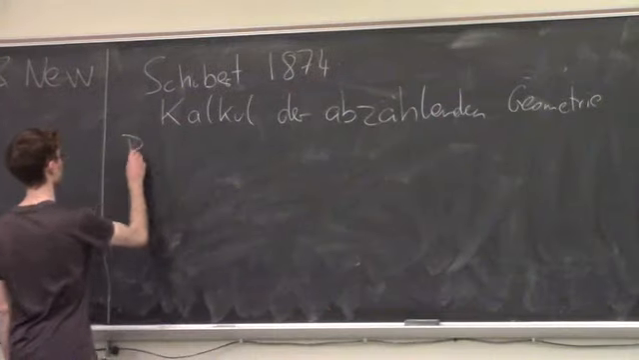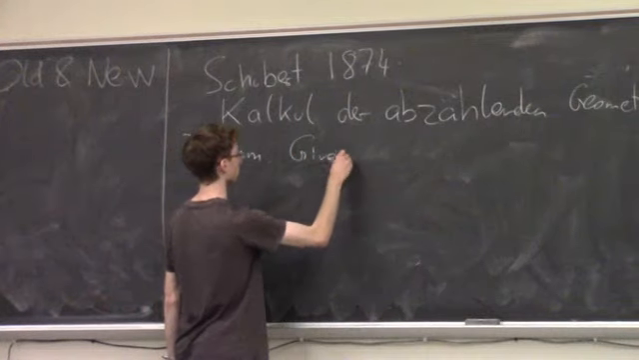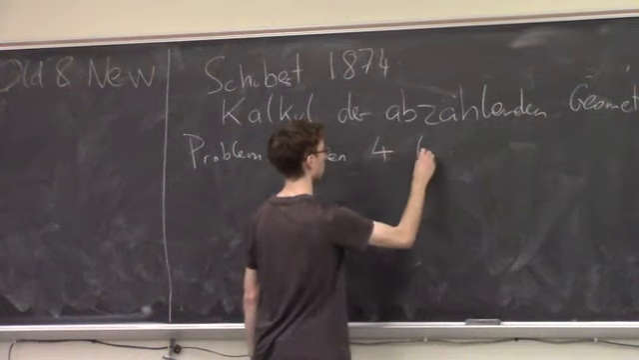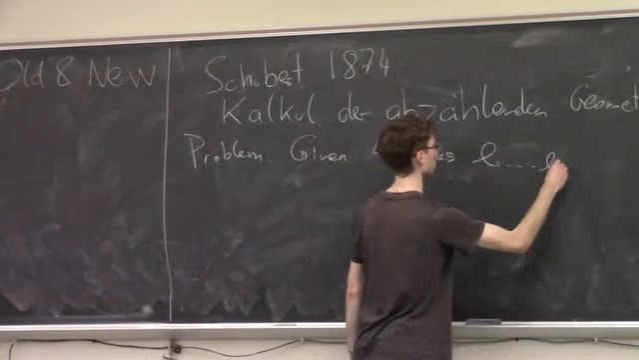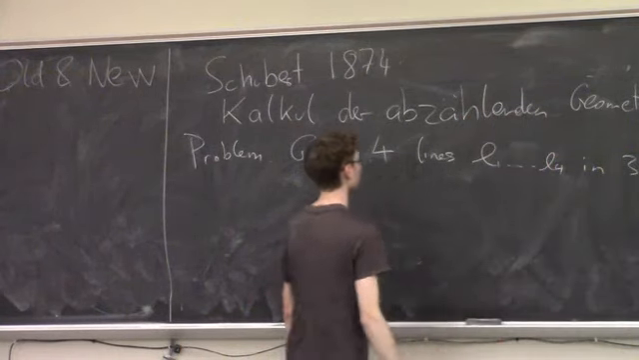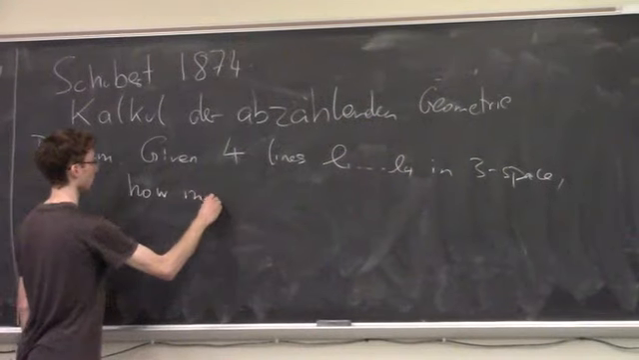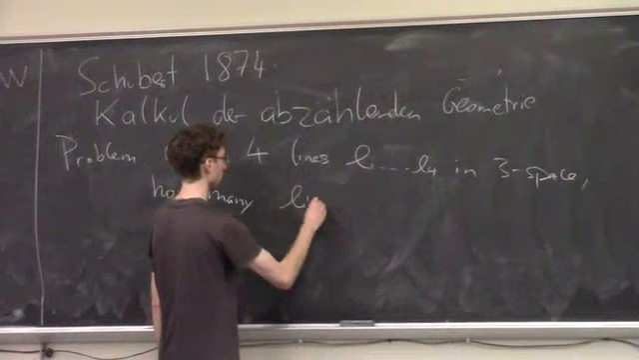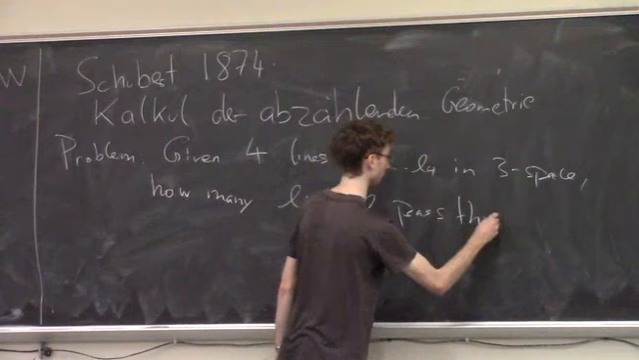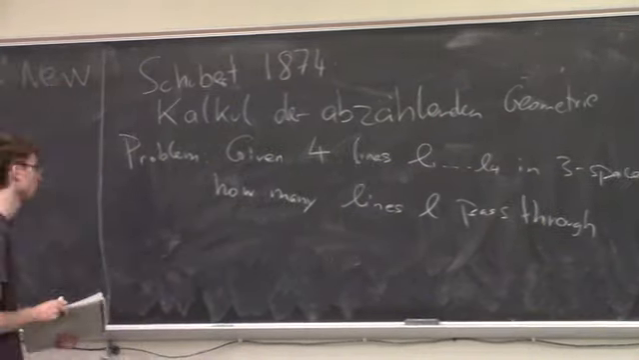So maybe let's make a problem. Say you're given 4 lines, say L1 up to L4, in 3-space. How many lines L pass through them? Maybe let me draw some. And for that it's good to have some pictures.